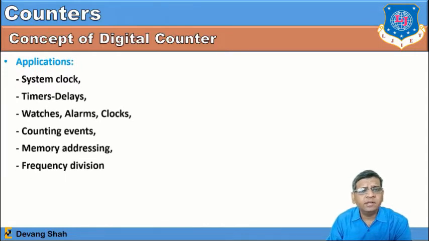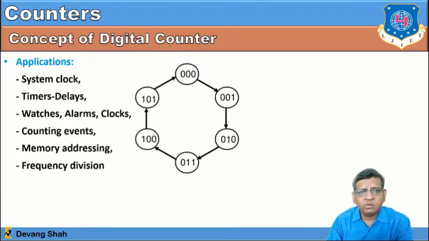Based on that, there are different applications of counters you can realize, like system clocks, timers, and delays, to generate a time and to generate a delay. You can make timers, watches, alarms, smartwatch systems, clocks, counting events, and memory addressing systems. You can employ a counter design for frequency division. You require a counter for these. So this is a simple timing diagram.